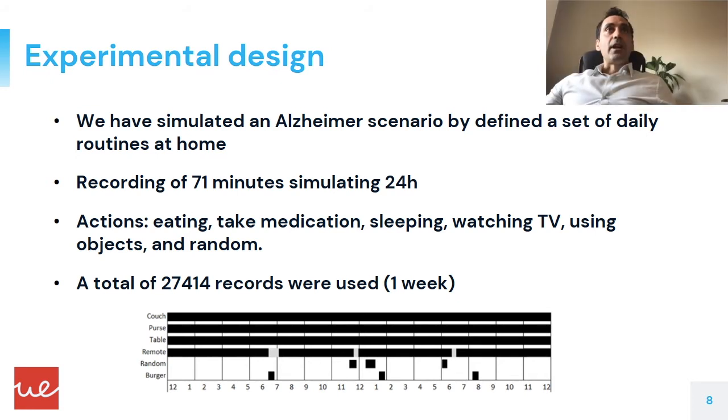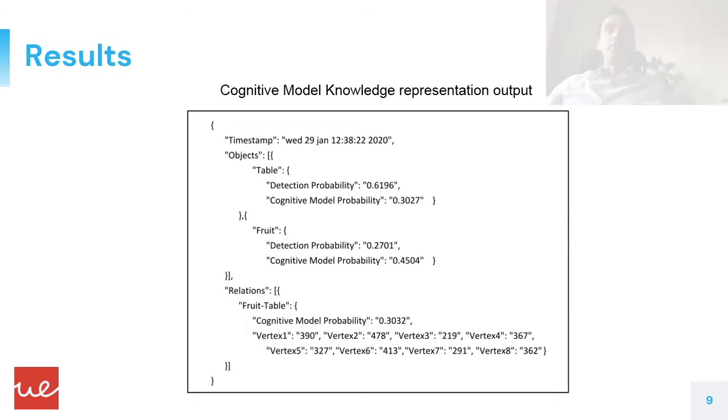For the experimental design, what we did is we simulated an Alzheimer scenario, and we defined a set of daily routines that the person will have. We recorded 71 minutes, which simulate basically 24 hours, and we did this for seven days. The actions that we consider are eating, taking medication, sleeping, watching TV, using objects, and some random actions or some random objects which were included in the scene.